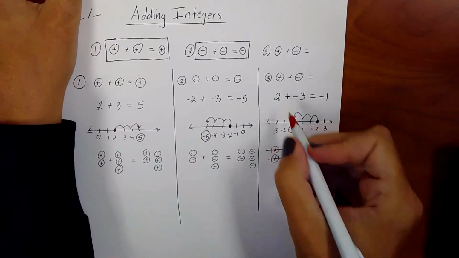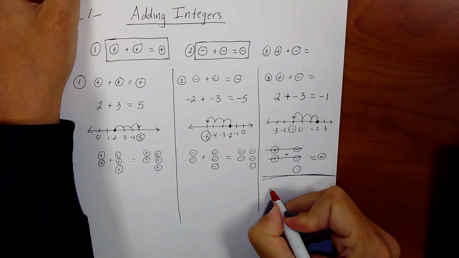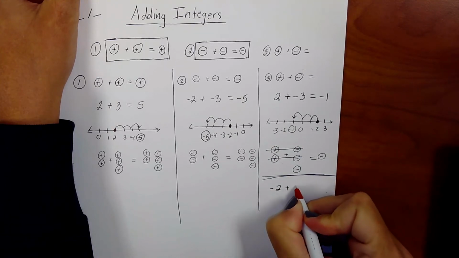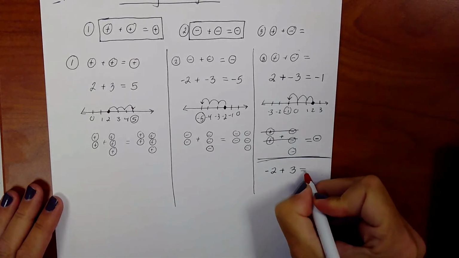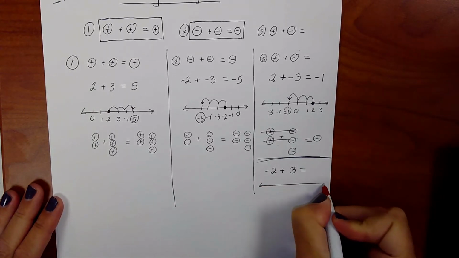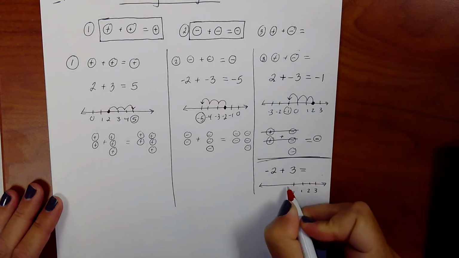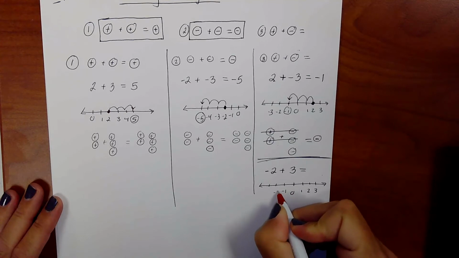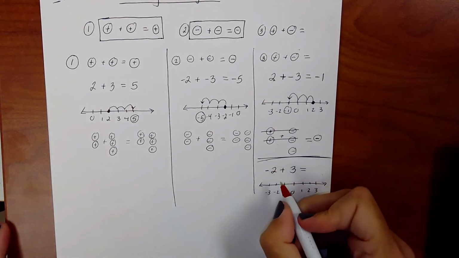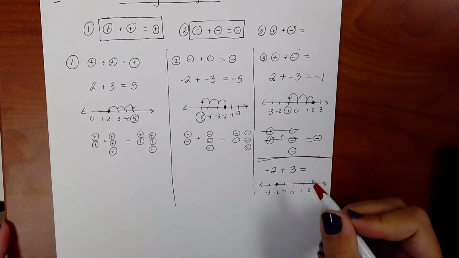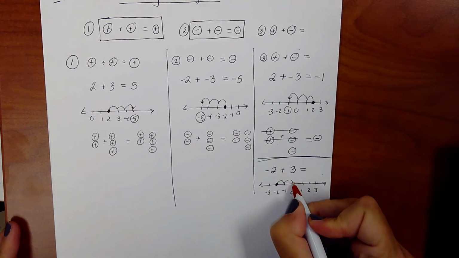Let's say the 2 was negative and the 3 was positive. So if it was -2 and +3, let's see what happens there. Let's do it on the number line. 1, 2, 3. -1, -2, -3. So if we use the number line logic, we would start at -2, and we would go 3 to the right. So 1, 2, 3.